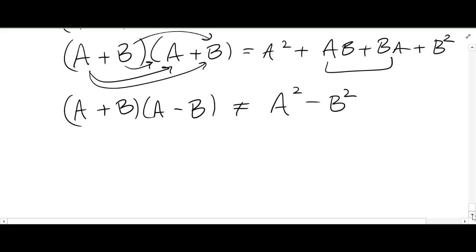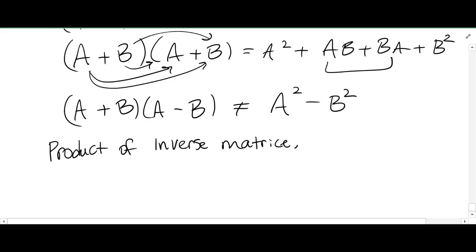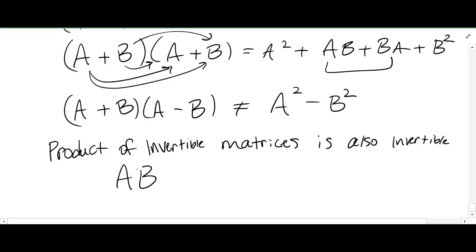Talk about inverse matrices. Some things about inverse matrices. The product of invertible matrices is also invertible. So if you take two invertible matrices, A and B, and you multiply them together, you can find the inverse of that, and it's B inverse times A inverse. So when you take the inverse of a product of two matrices, you have to swap the order.